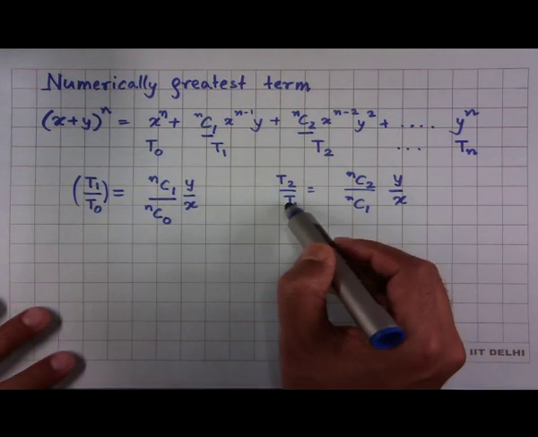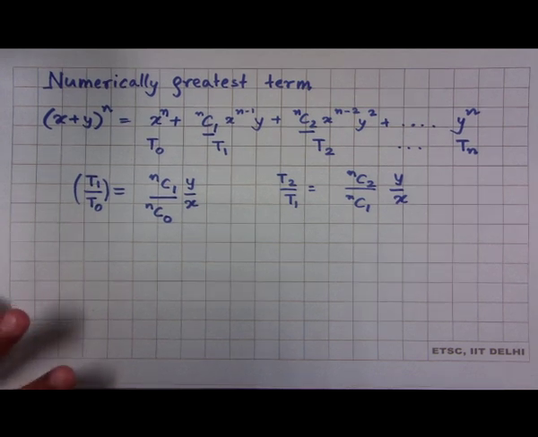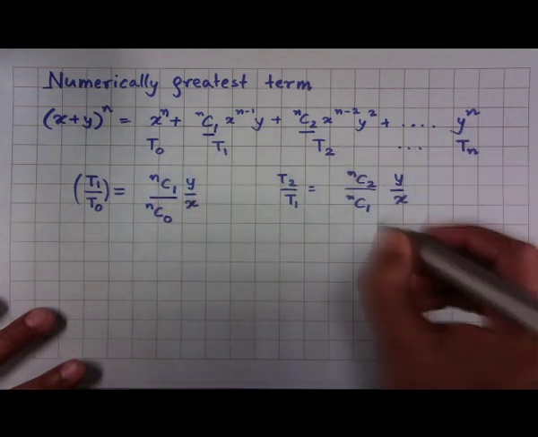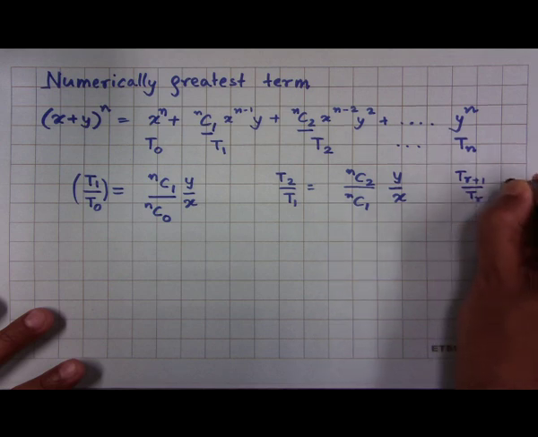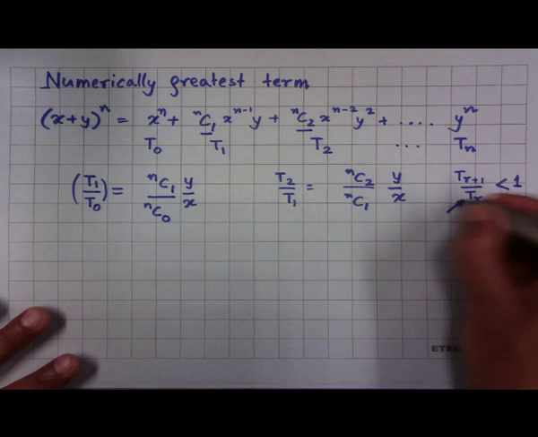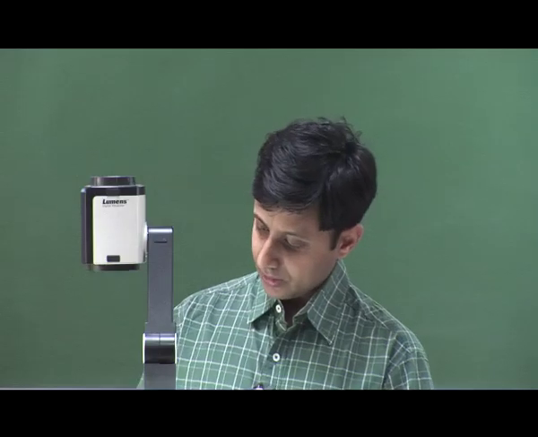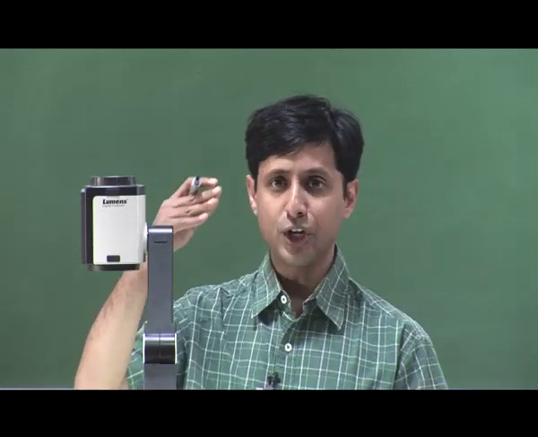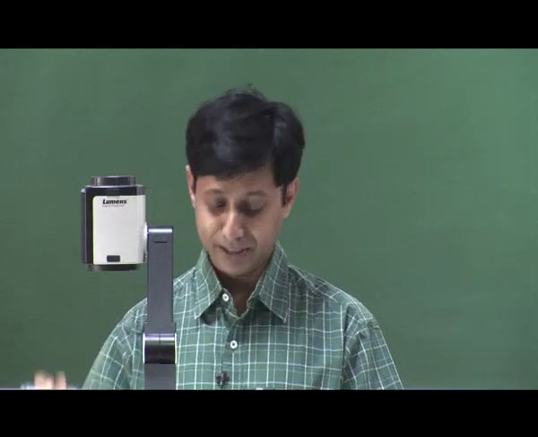T 2 by T 1, if it is more than 1, then T 2 is greater than T 1, and vice versa. So, what you are going to find is that at a certain point, T r plus 1 by T r might suddenly become less than 1, right. If such a thing happens, then T r is greater than T r plus 1, and there you declare that T r was the numerically greatest term. So, this ratio is going to change continuously. It is going to decrease monotonically, or it is going to increase continuously. It is going to move monotonically in one direction. So, it is not going to keep going up and down, for example.